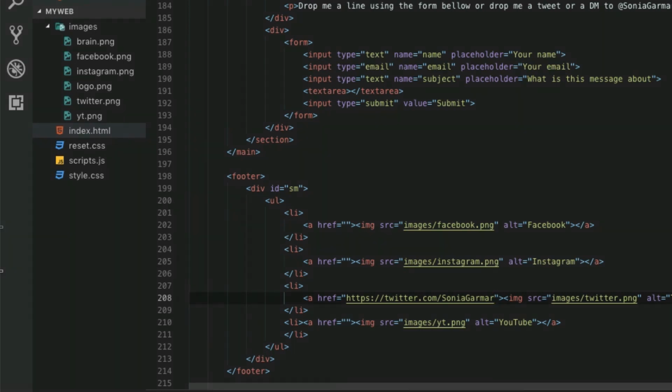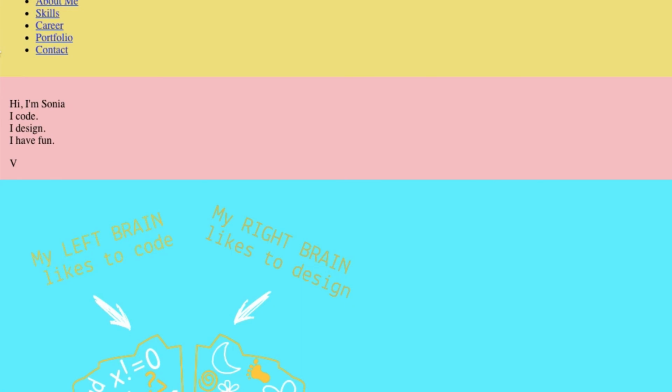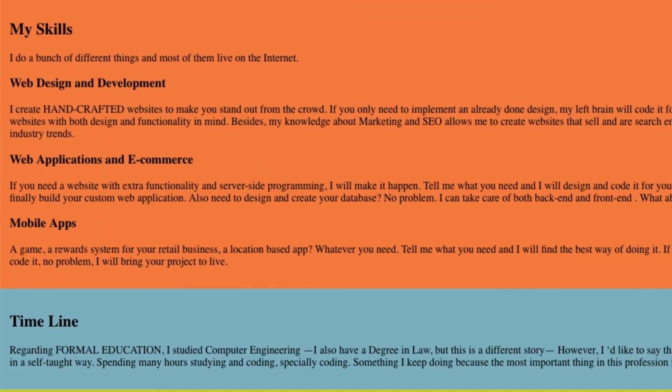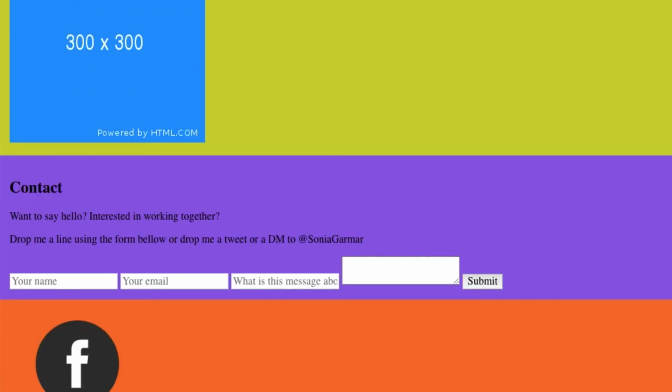Let's now open the page in the browser, and this is what we have. All the elements are displayed according to the normal flow. Block elements are displayed one on top of the other, and inline elements, like the ones in the form, are displayed one next to the other.